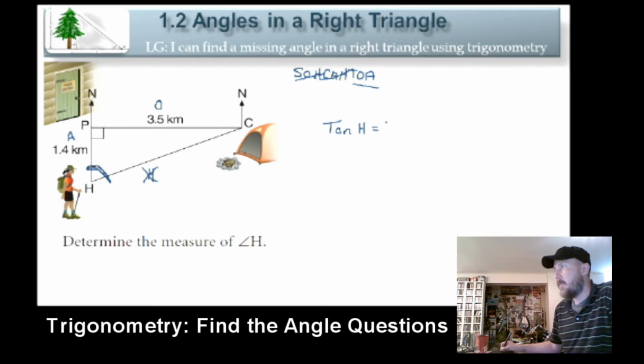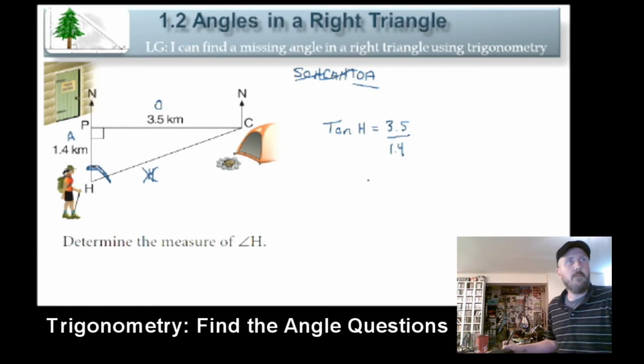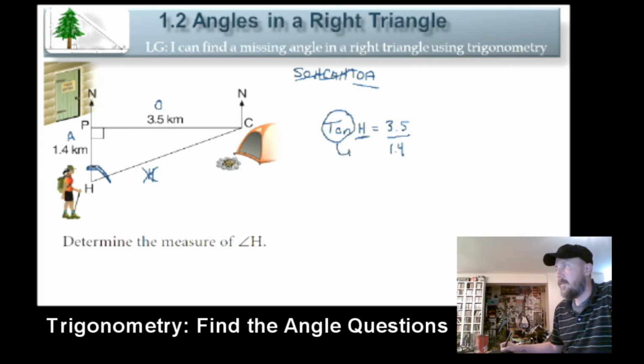Is the opposite, which is 3.5 over 1.4. So it's 3.5 over 1.4. Now this is where we're running into something new. Whenever we're solving, we need the variable to be all by itself. What's not letting it be all by itself is this word tan here. I want to get tan over to the other side.